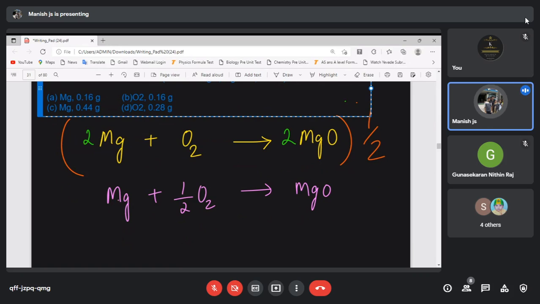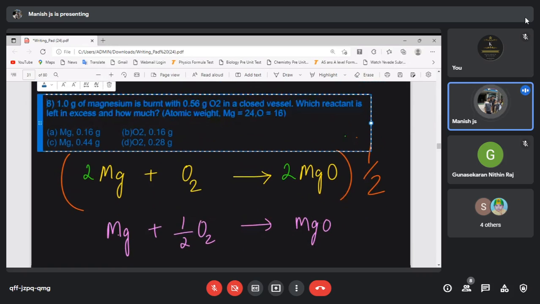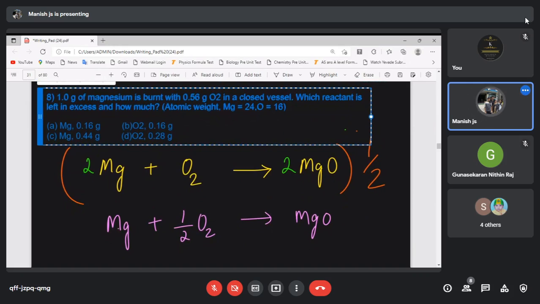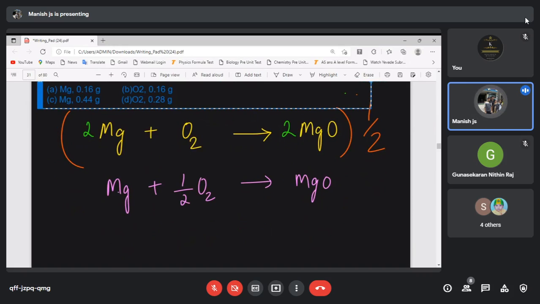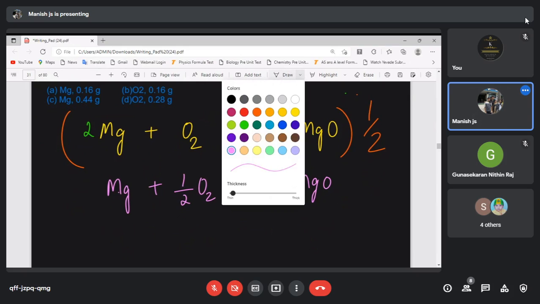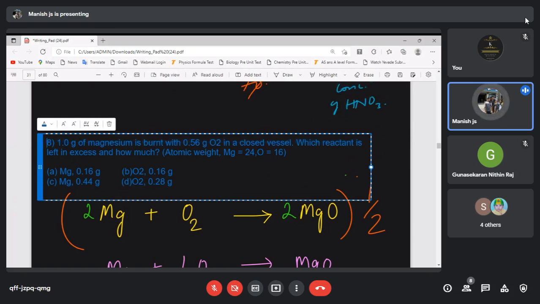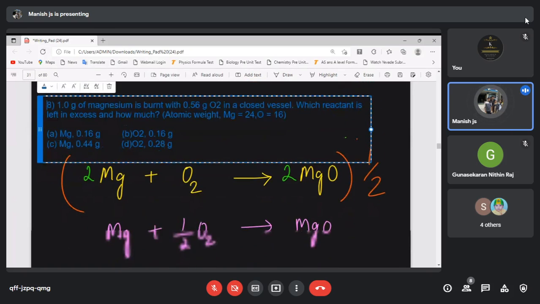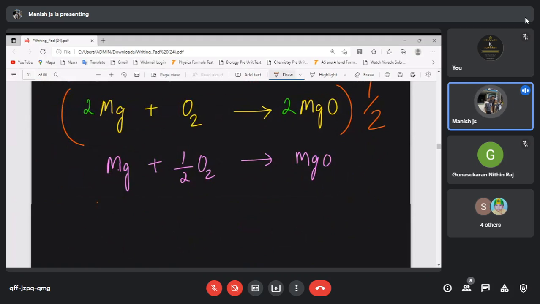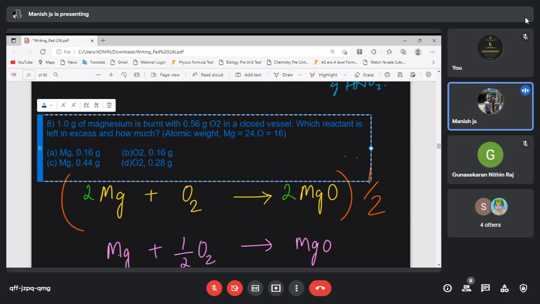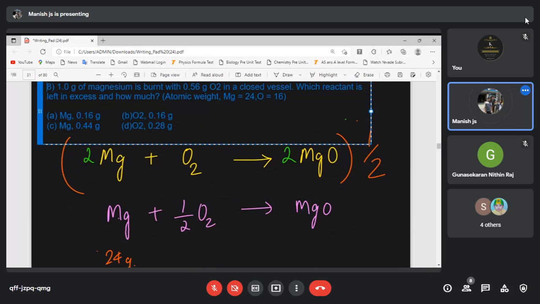Okay, so now, as per the question, 1 gram of magnesium is burned with 0.56 grams. Okay, everything is clearly mentioned. So I'm going to now go for the relationship. So now magnesium, what is the magnesium value as per the question? The atomic weight is anyway 24, so we can take it as 24 grams. Oxygen is going to react with the corresponding 16 grams. So it is 16.